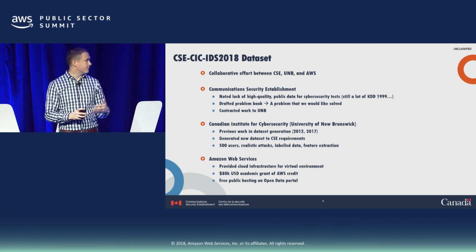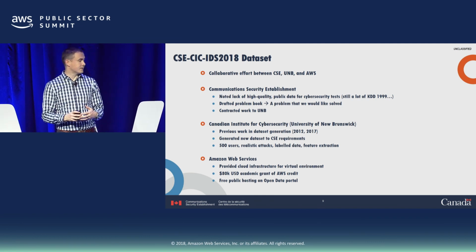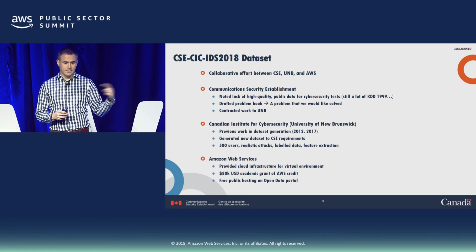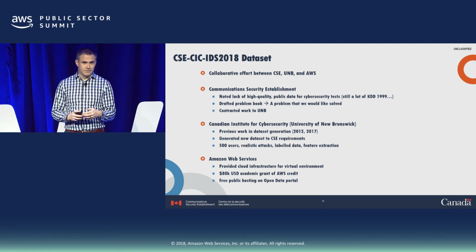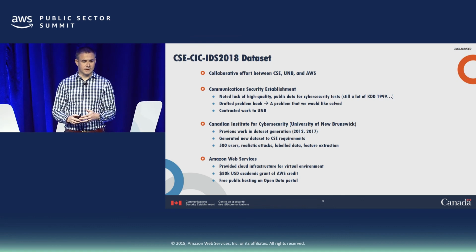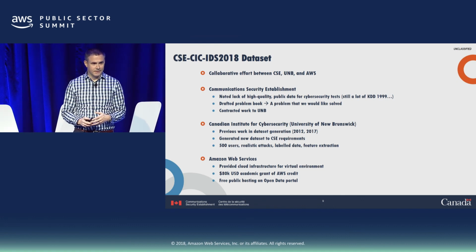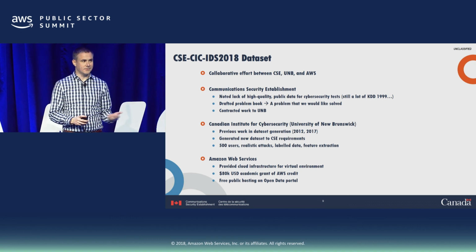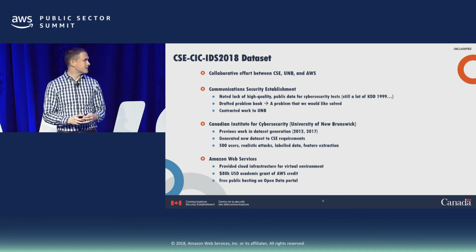So bigger, better, 500 users, realistic attacks, labeled data so you can do your machine learning development and extracting the features. So again, you don't have to go in and extract your features, they're already there in the data. What AWS did to help was we needed a lot of infrastructure, but we needed it for a short period of time. That sounds like a good use case for cloud. AWS has an academic grant program and was generous enough to contribute $80,000 US to fund this work at UNB.